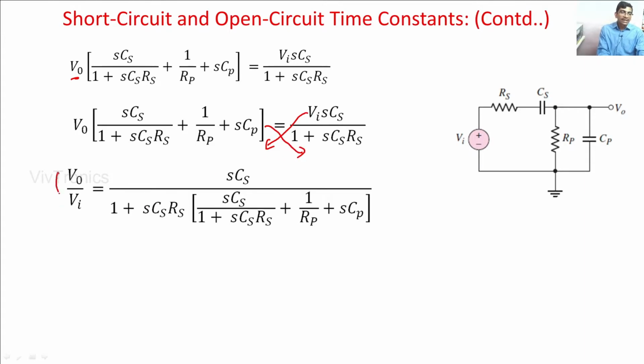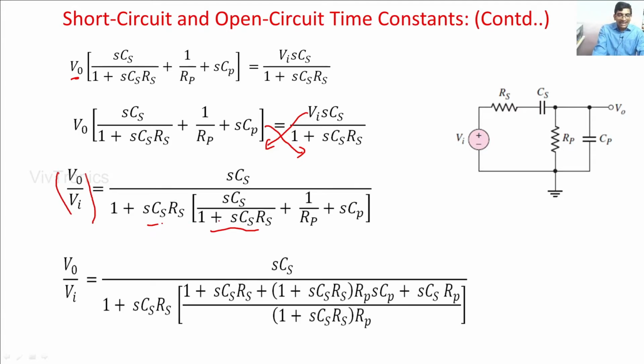Therefore V0 divided by Vi is equal to SCS divided by 1 plus S into CS Rs, which is already on the right hand side, and this entire term will divide the right hand side term. Which is equal to SCS divided by 1 plus SCS Rs plus 1 by Rp plus SCP. That is one. So here, again we are going to take the LCM for this part.